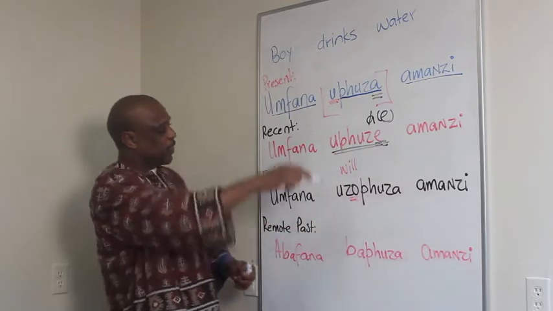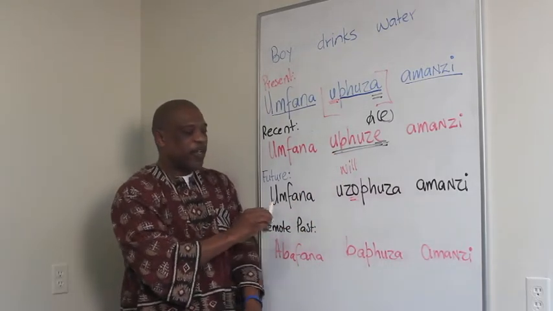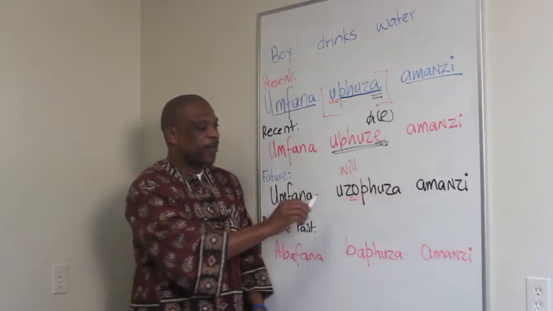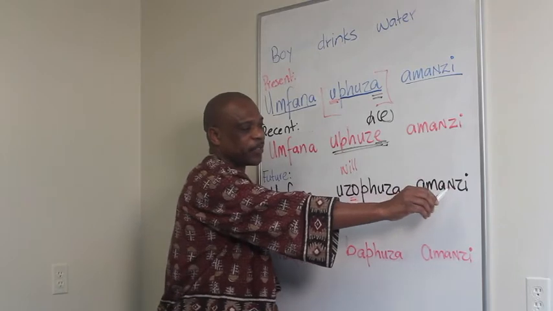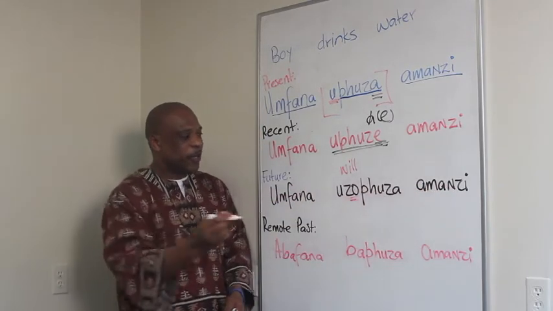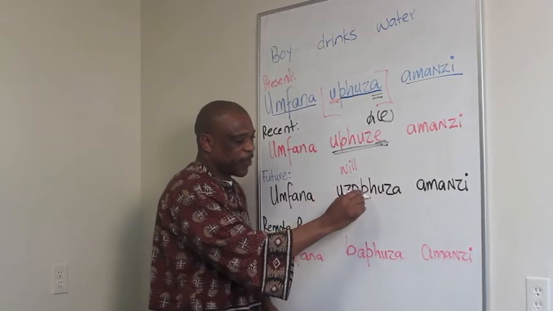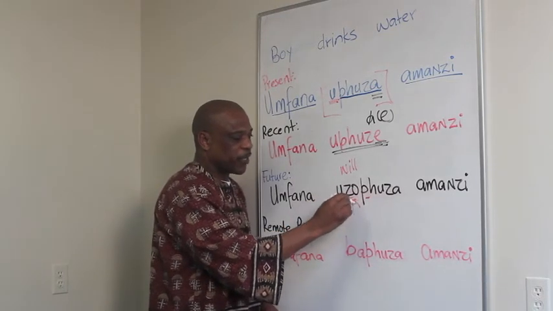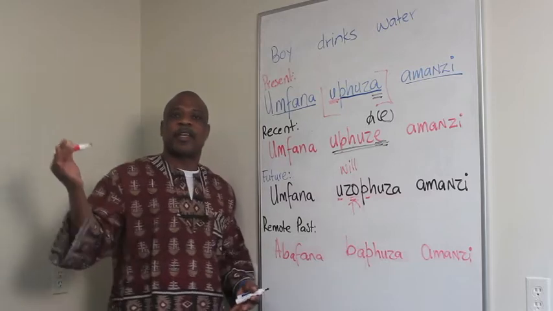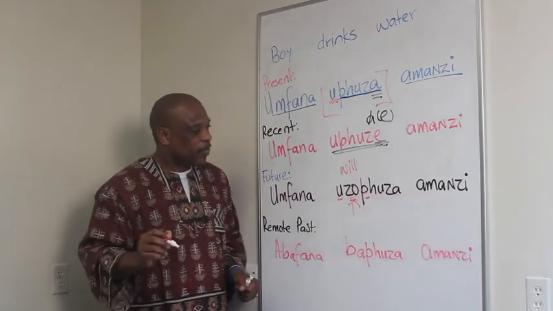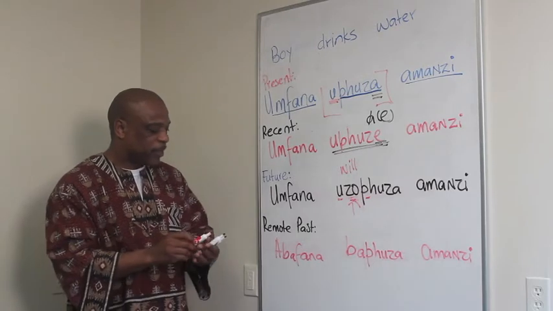So, the same sentence again, the boy will drink the water. It will read, umfana uzophuza amanzi. So the only thing you need to understand is that in between the concord and the verb, you insert will, which is zo, and then you have the future tense. That is very simple. Now, let's look at the remote past tense.